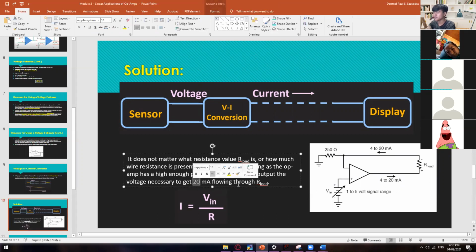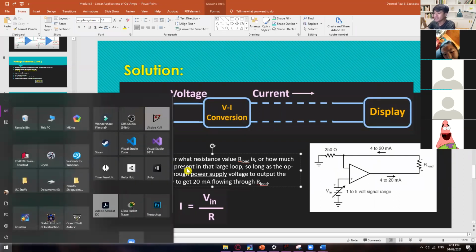This 20 milliamps is only specific to this circuit. As you can see, we have here, let's say, an input ranging from 1 to 5 volts. If we have 1 volt, you will get 4 milliamps, and if we have 5 volts, then we will get 20 milliamps. How did we get this? Just by using the formula I is equal to V divided by R. V is, let's say, 5 volts, and your R here is 250. So 5 divided by 250, you will get 20 milliamps. If you have an input of 1 volt, then you will get 4 milliamps, and so on and so forth, depending on the values of your resistors. It doesn't matter if we have here an R load or a resistance of 1000, 1500, 2000, as long as we have enough high power supply.